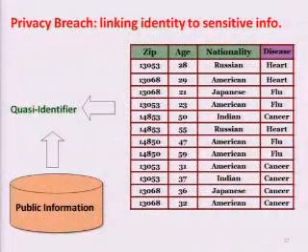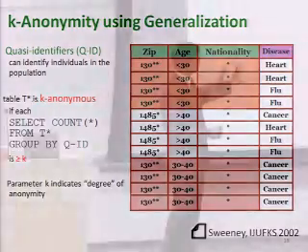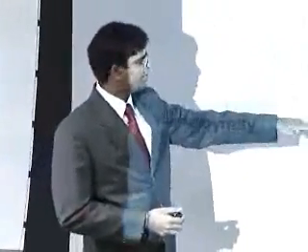So in order to guarantee privacy against such linking attacks, she proposed a technique called k-Anonymity. k-Anonymity is a very simple technique which does the following. It takes these quasi-identifier attributes and coarsens them such that every tuple in the table shares its quasi-identifier value with at least k minus one other tuples in the table. So for example, this table is 4-anonymous.